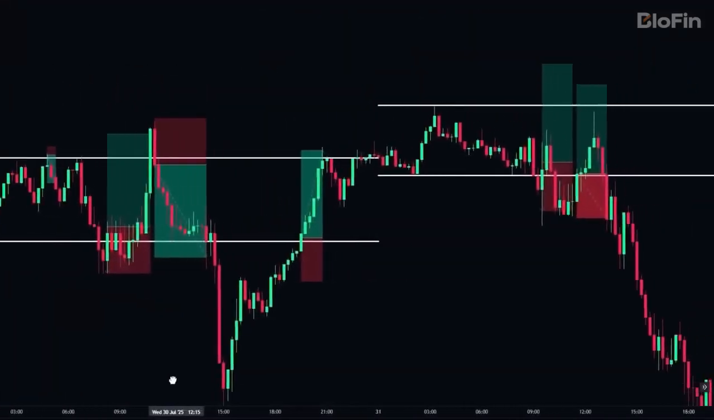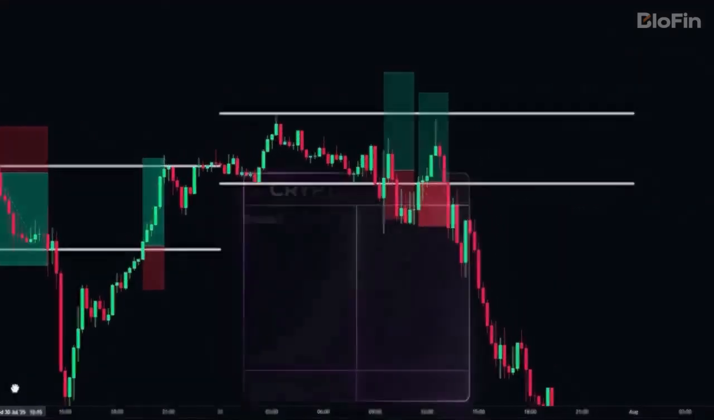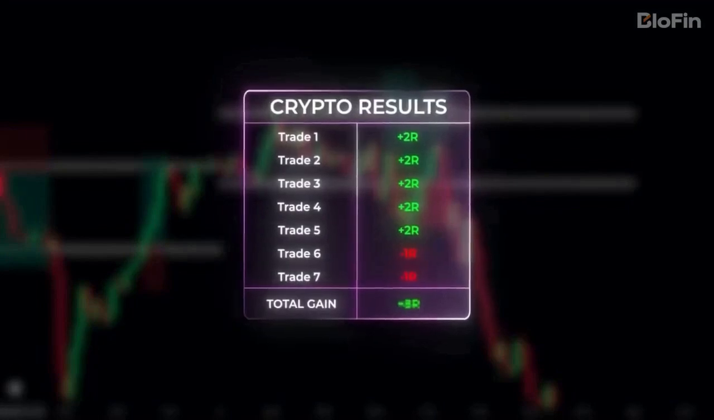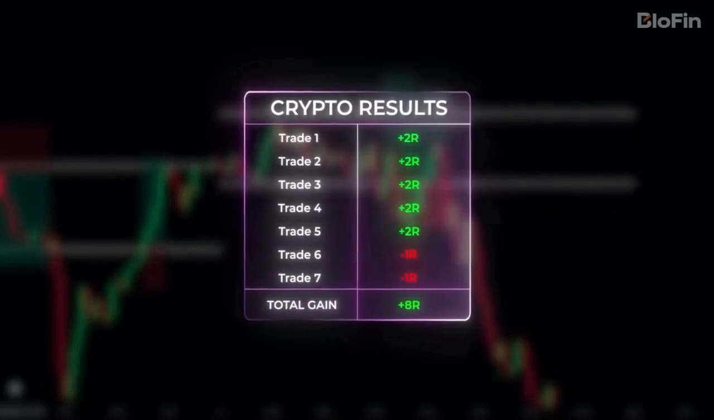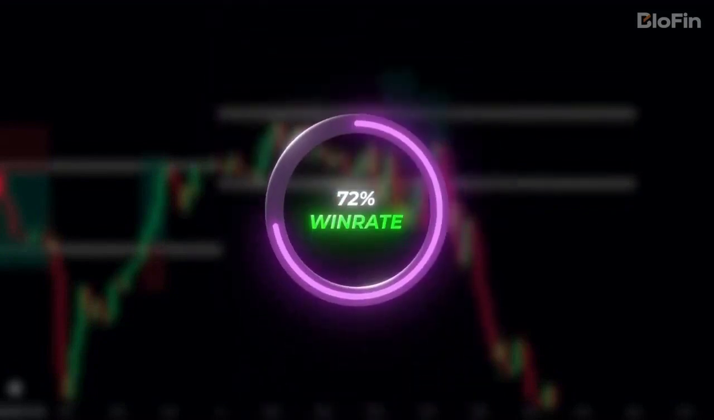Now, let's see the final results. Here you can see all the trades we backtested. Out of 7 trades we took, the strategy gave us 5 wins and 2 losses, with a total gain of 8R. That's about a 72% win rate on the crypto market, which is extremely impressive considering we only used the very basic version of the strategy.